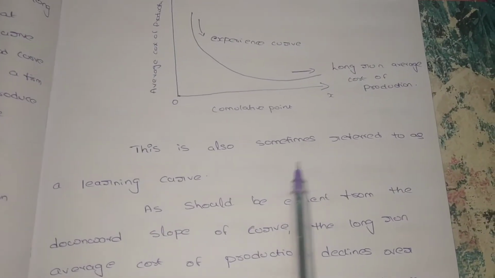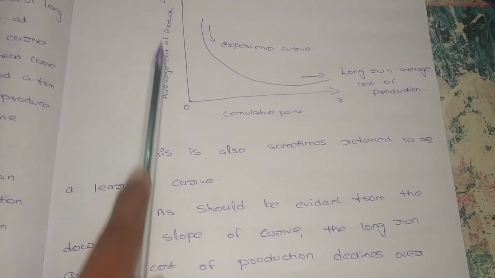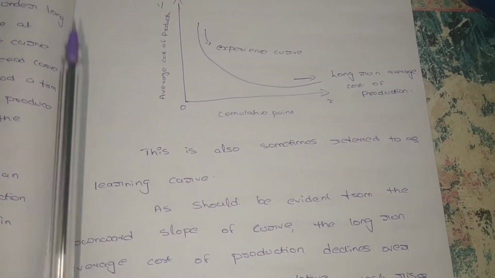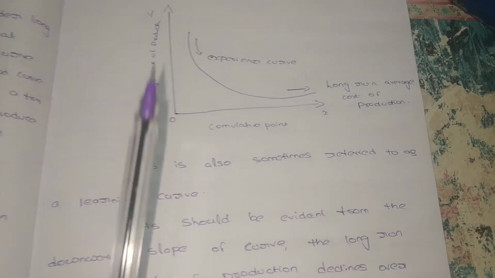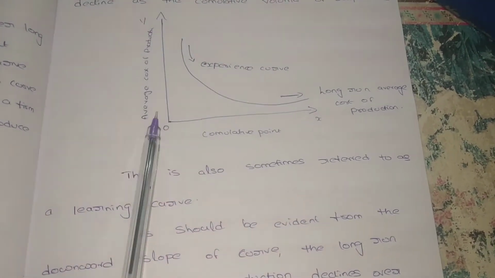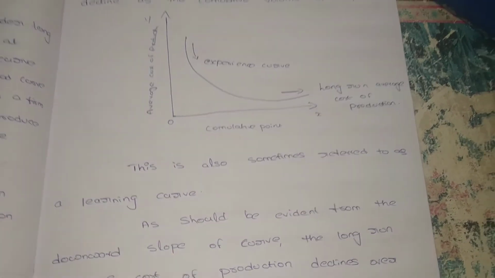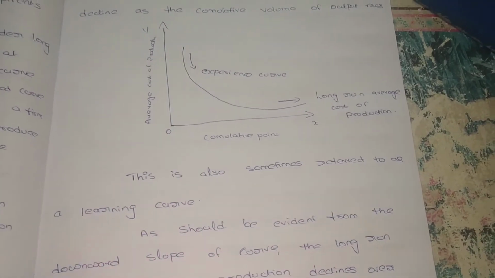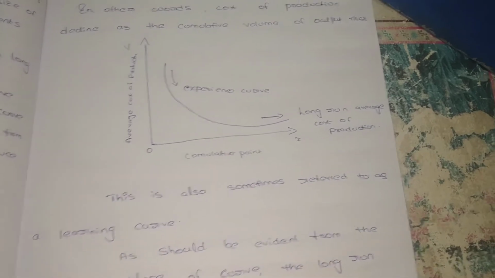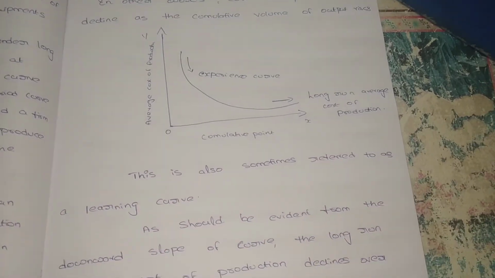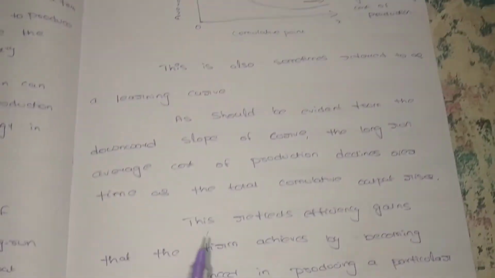This is also sometimes referred to as the learning curve. We can say by seeing this we can learn something, so it is an experience curve as well as a learning curve. Why are we saying this is a learning curve? Based on this shape we can decide when the company wants to produce the goods or when the company wants to shut down. Based on this curve only we can decide. That's why it is an experience curve, and another name is learning curve.